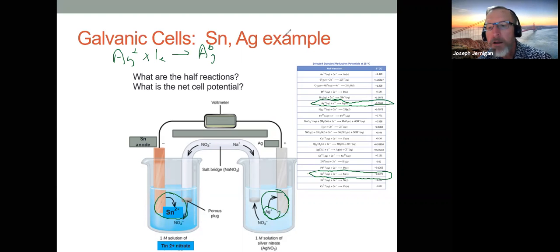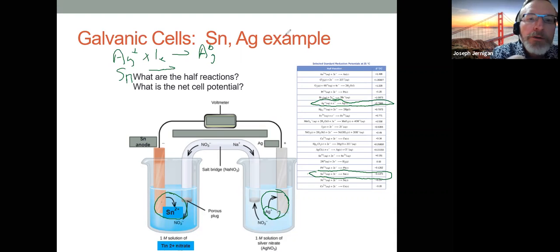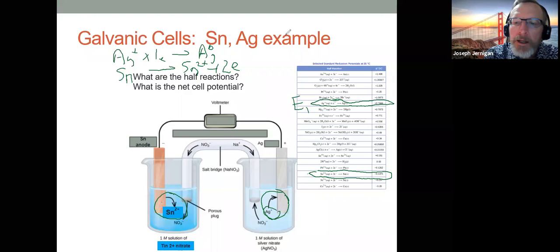All right. And then I'm gonna do something. It's a little confusing, I think, and I apologize for that, but in the end of the day, it's going to make more sense. I'm going to reverse the tin half reaction, and I'm going to say Sn is going to what? Sn2+ plus 2 electrons. So in essence, I put this is E1 and this is E2.